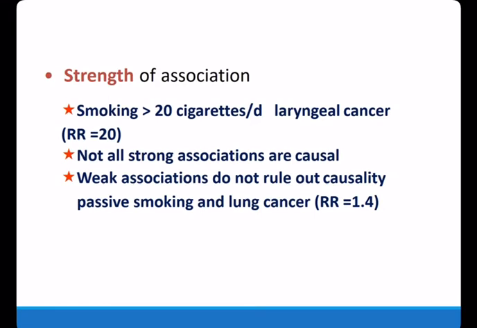The strength of association in epidemiological study is measured by the size of the effect, expressed by the relative risk or relative rate or odds ratio. The stronger the association, the more likely the causal relationship. For example, we can see in the text that smoking more than 20 cigarettes per day will increase the risk of laryngeal cancer with a relative rate of 20.